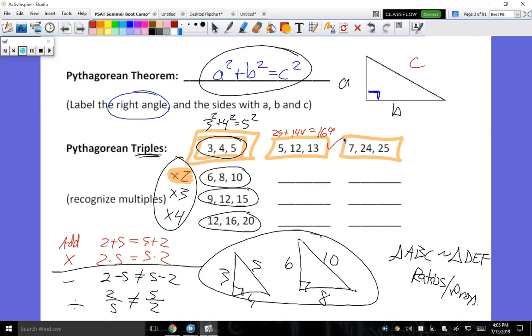No, because 5, 12 won't give you 14 squared. You with me? It has to satisfy this equation to be a Pythagorean triple. What's 7 squared? 49. Oh, here we go. What's 24 squared? We don't know. What's 25 squared? 625. There's always one that knows this. It is 625. Okay, no worries.